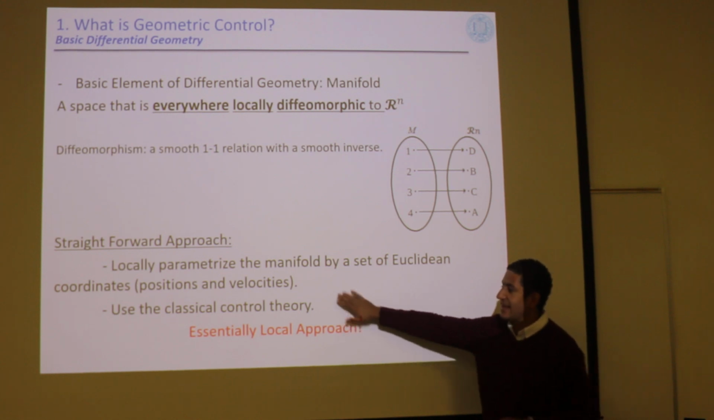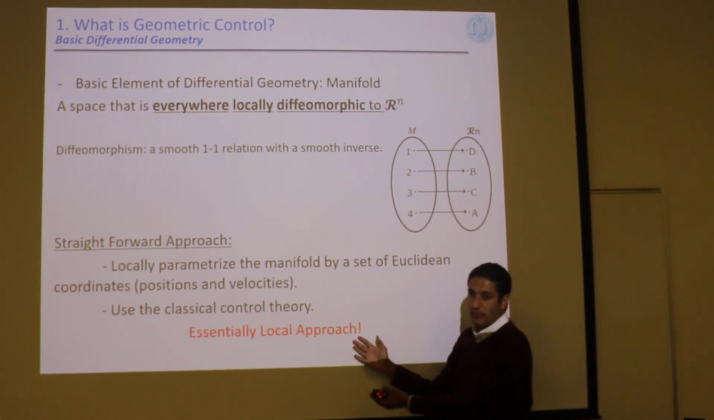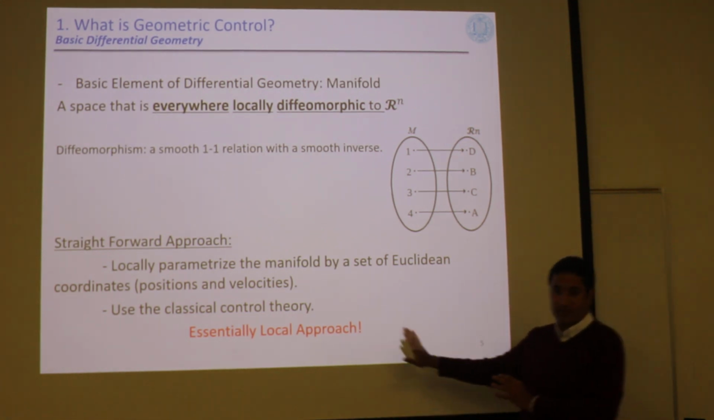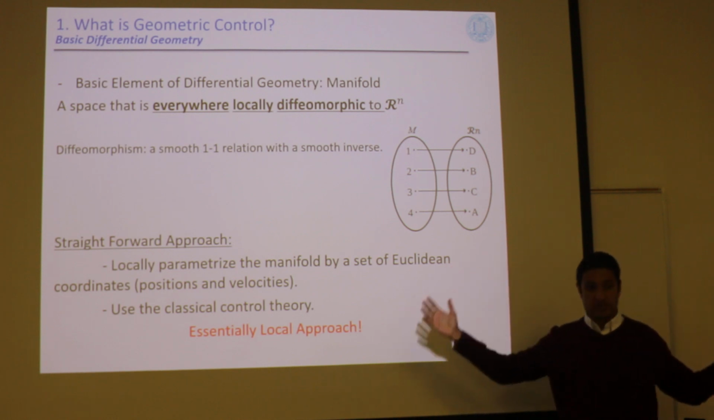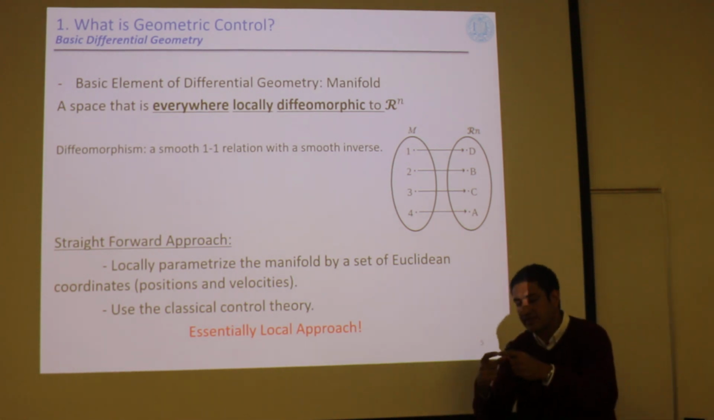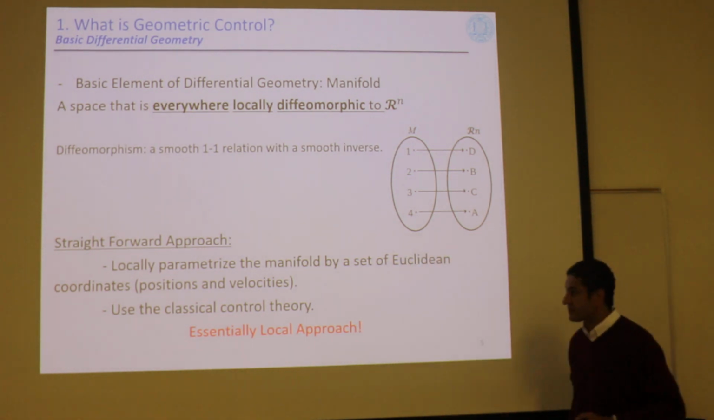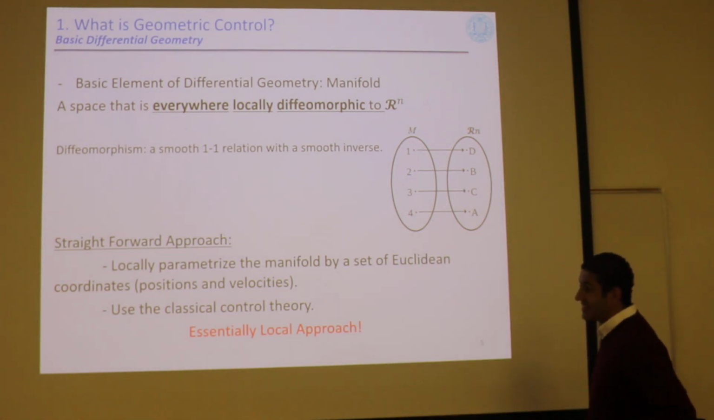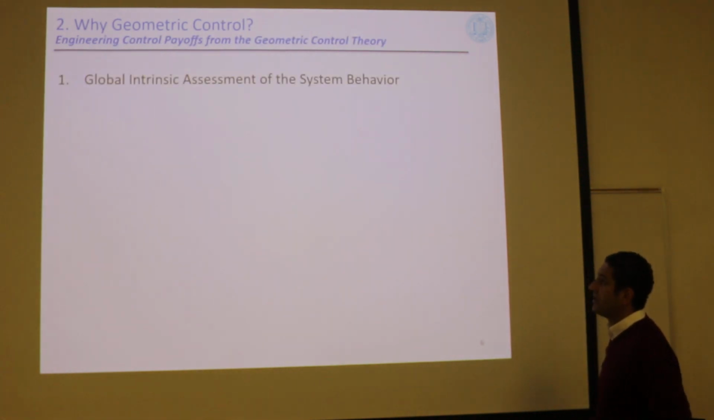Yeah, this is actually what we do most of the time. This is the classical control theory that we do, but it's essentially a local approach, okay? If you're happy with this local approach, that's fine. But you will miss the global picture, because you're just zooming and seeing this neighborhood around the point. You're not seeing any global picture. So if you want to get the global picture, then you need to go to differential geometry and geometric control.